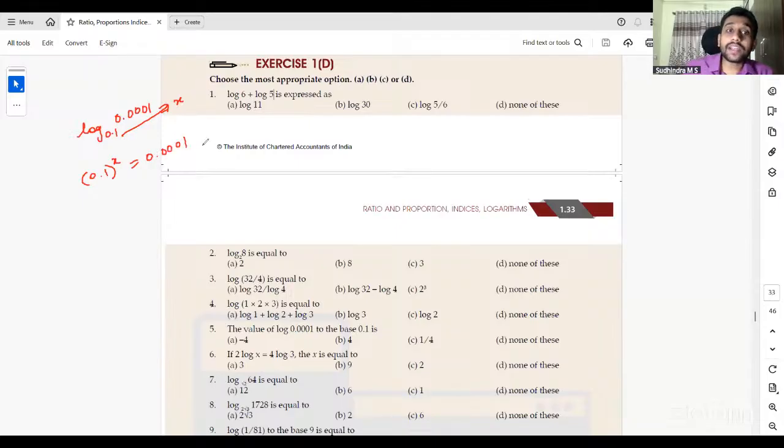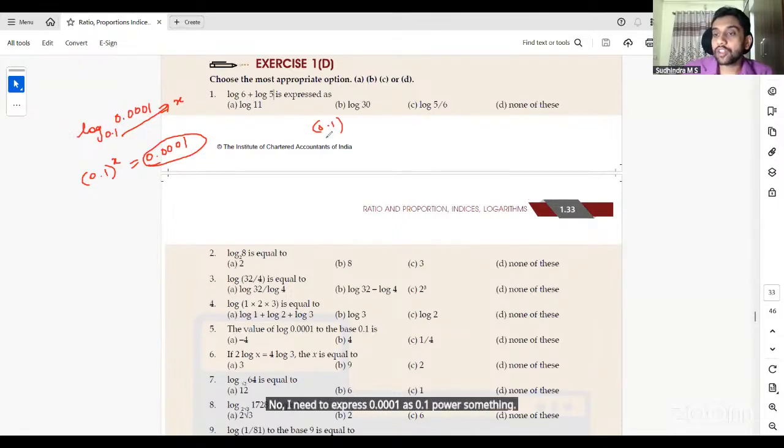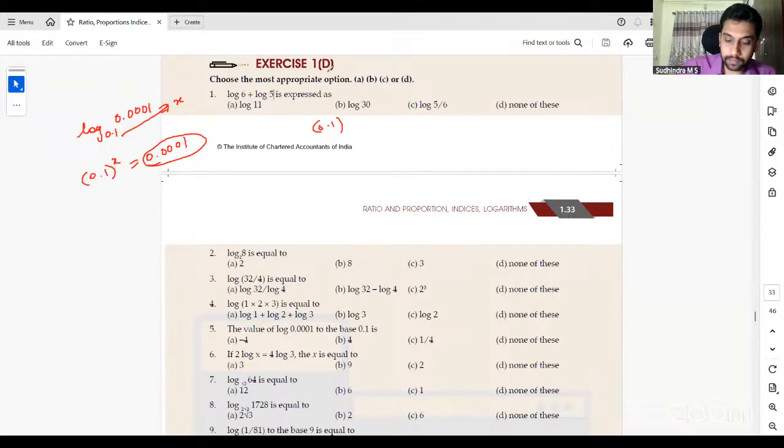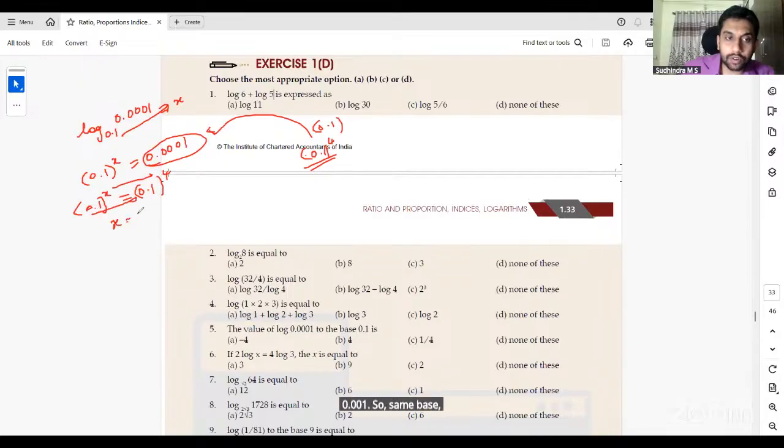Now, I need to express 0.0001 as 0.1 power something. 0.1 power what is 0.0001? 0.1 to the power 4. Correct? So 0.1 to the power x is 0.1 to the power 4. In your calculators, you can check 0.1 to the power 4. So with the same base, I can equate the powers: x is equal to 4. 4 is the answer. Are we clear?